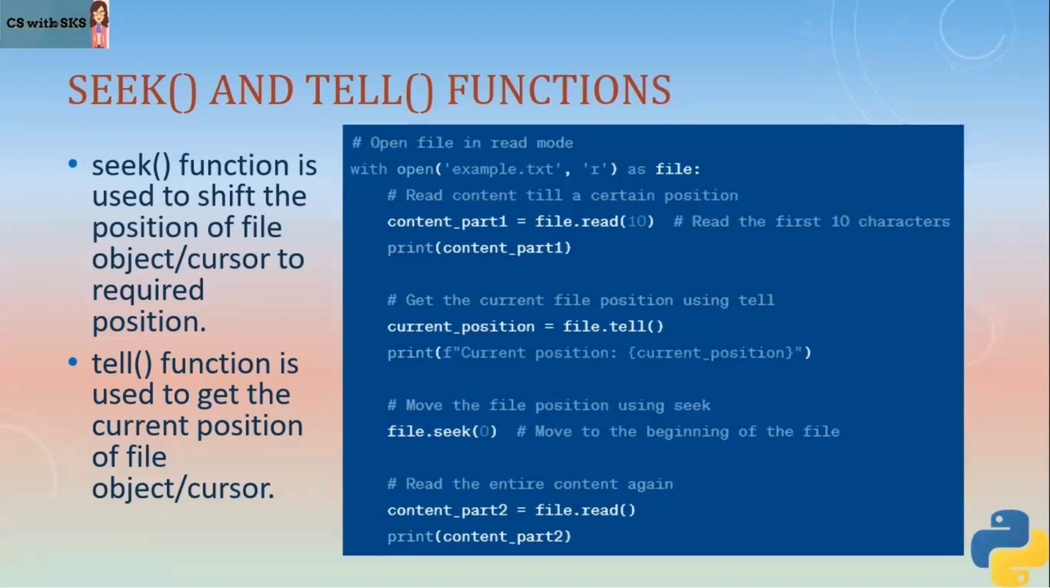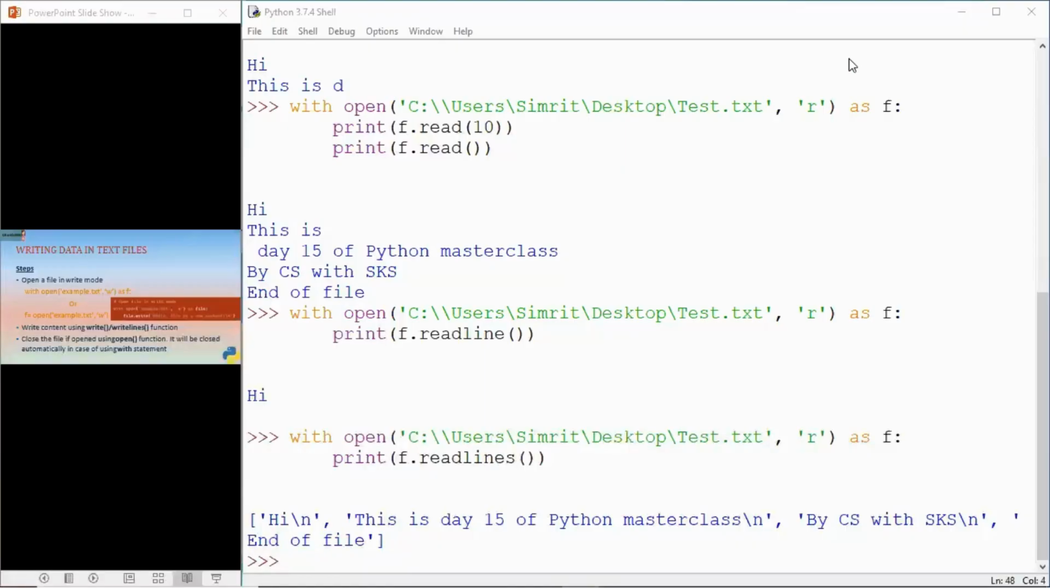So if you want to go to some specific position, you will use the seek function. If you want to see where the cursor currently is, you want to just get its current position, then you will use the tell function. Here is an example also, you can go through it. However, we will understand this in the Python shell. So let me take you to the Python shell first.